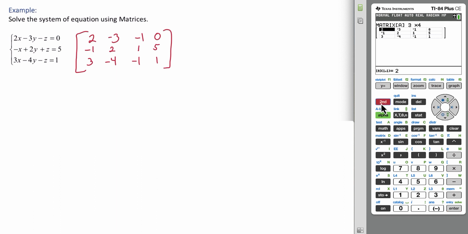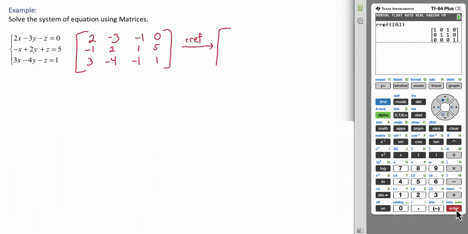and then we'll quit the matrix, go second matrix, go right to math, scroll till we get RREF, and then second matrix, hit enter for A, and then we get a reduced matrix. In this case, we got 1, 0, 1, 0, 0, 1, 1, 0, 0, 0, 0, 1.